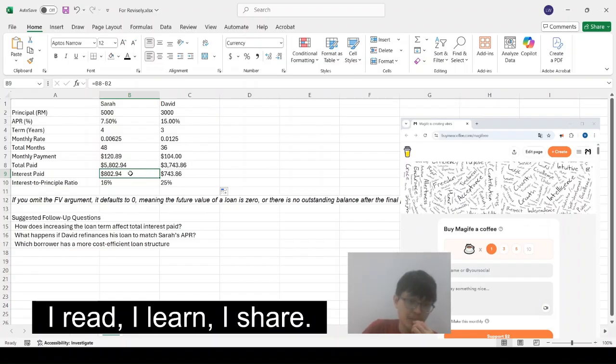David's interest paid is lower than Sarah's, but this is because the loan principal is much lower than Sarah's. It is almost half of Sarah's, 2,000 less than Sarah's. So that's why the interest paid is lower. So the term is also a factor. Let's say we match the term to David's term in terms of years. So yeah, it is much lower. The interest is much lower when compared to David's.